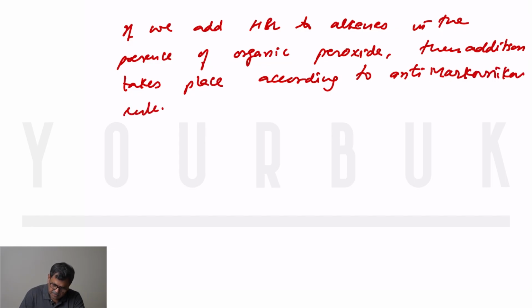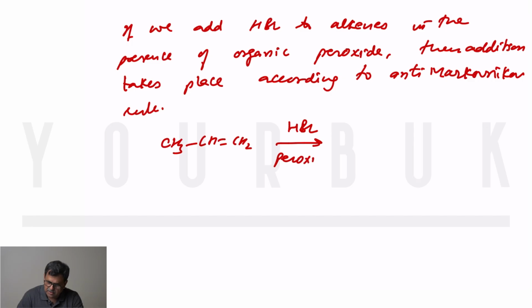For example, this is propene and we are reacting with HBr in the presence of peroxide. Benzoyl peroxide can be used. So addition takes place according to anti-Markovnikov rule. So it gives 1-bromopropane.